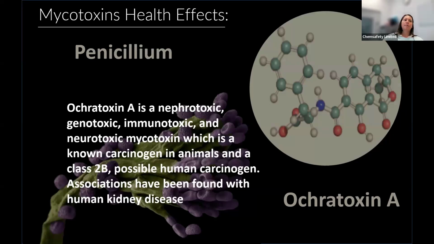If we look at ochratoxin, the example we're going to use today, and one of the most potent, is ochratoxin A. This toxin is nephrotoxic, genotoxic, immunotoxic, and neurotoxic. It's also a carcinogen for animals and a class 2B for humans, which means it's potentially carcinogenic. And ochratoxin A has also been associated with human kidney disease. But Penicillium is not the only fungus which can produce this toxin. Aspergillus, Petromyces, and Neopetromyces can also produce this.